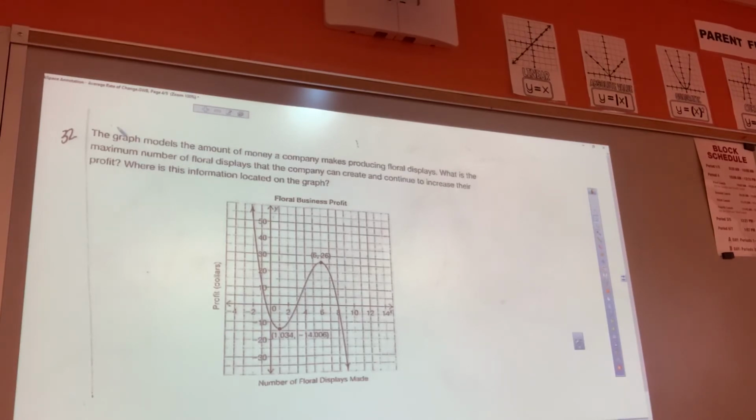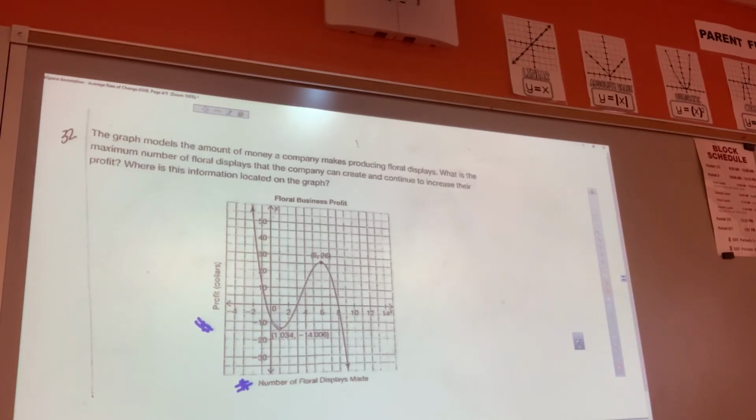Number 32, it models the amount of money a company makes producing floral displays. So here's the number of displays made, and here is the profit. What is the maximum number of floral displays that the company can create and continue to increase their profit? Okay, so we need to look at this. They would never make negative floral displays, obviously.